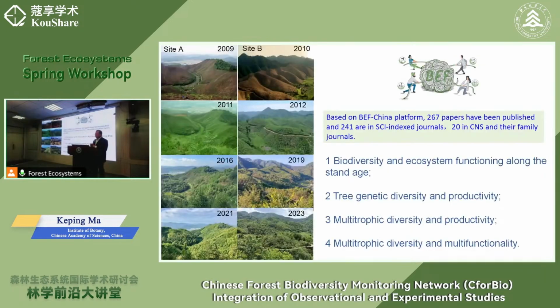And I would like to introduce some of the progress of the research. So far, based on this experiment, we have published 260 papers, and among them 240 in SCI index journals, including Science, Nature, and their family journals, about 20 papers published in such high-profile journals. And I will briefly introduce 4 different kinds of progress.